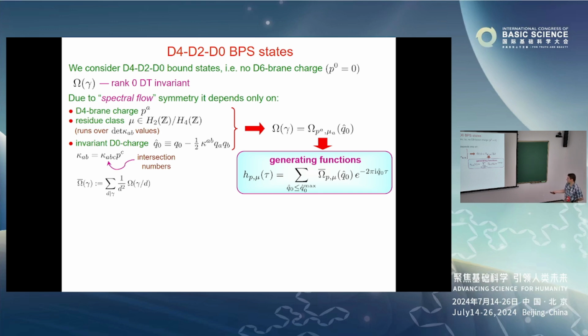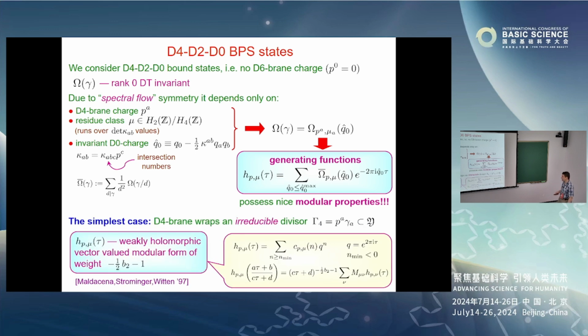So we have this generating function, and I define the generating function with the rational invariants, not the integer ones, because it is such a generating function which is expected to possess nice modular properties. Which modular properties it has, I will explain a little bit later. Wait for 5-10 minutes.